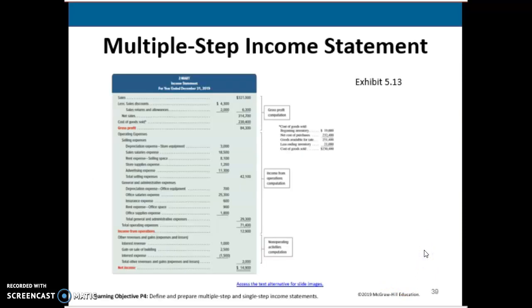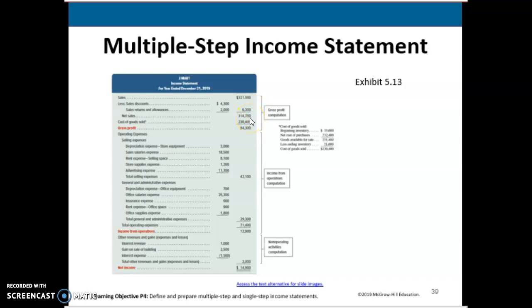All right, next we're going to look at the different format for the income statement. Just like in Chapter 4, we looked at the classified balance sheet, now we're looking at something called a multi-step income statement. So we're breaking down into different categories. We're starting with sales. We subtract out sales discounts, sales returns and allowances. That gives us our net sales. We subtract out cost of goods sold, and that gives us gross profit. So that's our gross profit computation.